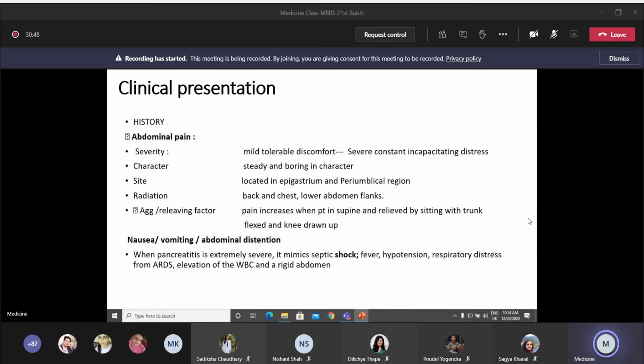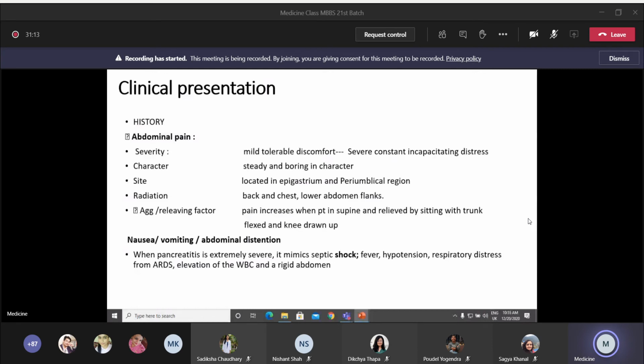Localized in the epigastrium and the periumbilical regions and radiates to the back, especially the back, right? So aggravating and relieving factors, there are no as such aggravating and relieving factors. The pain increases when the patient is supine and is relieved by sitting with the trunk flexed and knees drawn up. This is the characteristic. It is typical, not always necessary. The patient will be in the Muslim praying position.